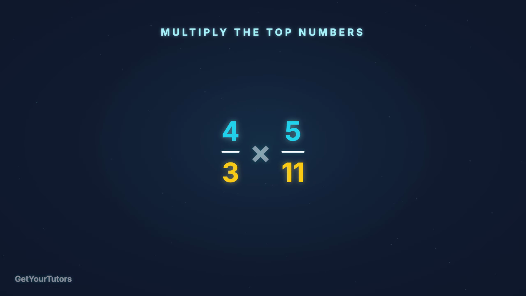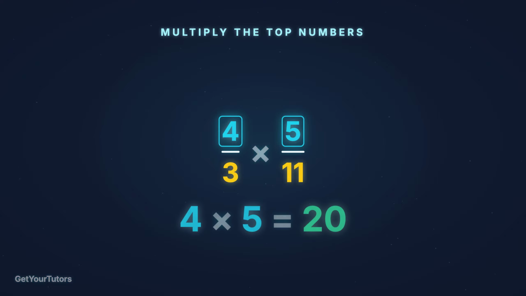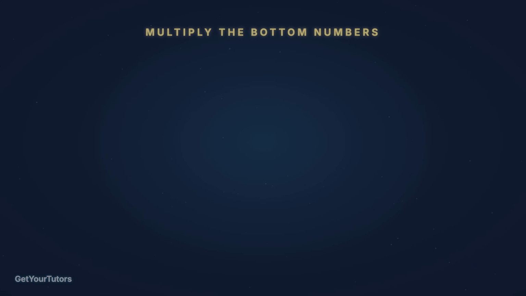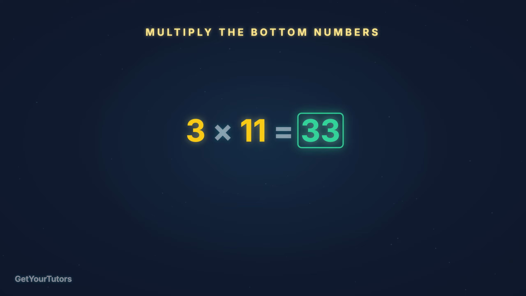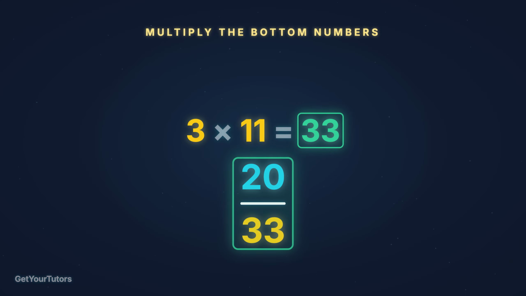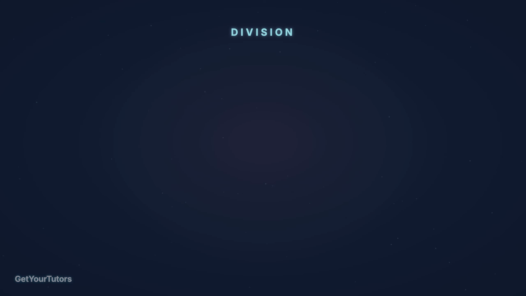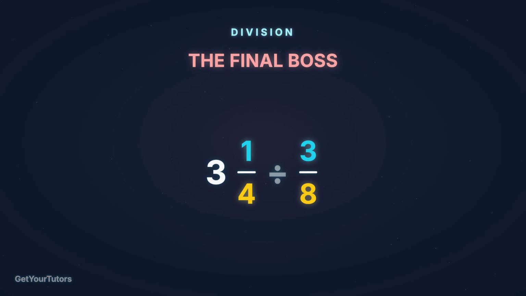Now multiply the new top numerators. 4 multiplied by 5 is exactly 20. Write 20 neatly on the top line. Multiply the bottom denominators. 3 multiplied by 11 is 33. The final simplified fraction is 20 over 33. Finally, let us handle division. Divide 3 1/4 by 3 over 8. This combines every single rule learned together.